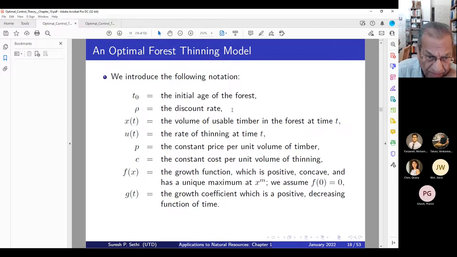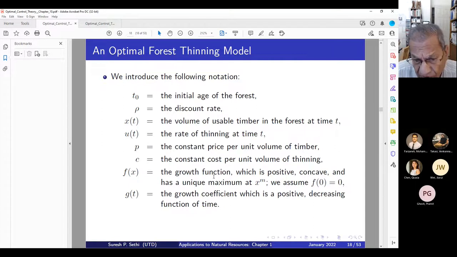So that's natural. But while it's growing, we can also cut some trees. And as you cut some trees, you get the timber, and that timber can be used to build houses, and you can sell that timber in the market. So u(t) is the rate at which I take out part of the forest, which is called thinning, and I will then use that as part of my revenue. To simplify the model, I assume that P is the constant price per unit of timber, and C is the constant cost per unit of thinning. It's the cost of going with machines and cutting trees and all that; there's a cost of production.